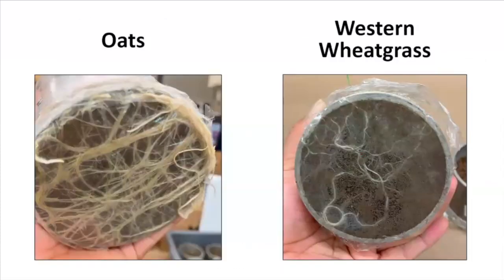So I wanted to show just a comparison. This is after the 21-day growth period. These are the oats. That's what an average oat looked like. That is a lot of roots. That's an insane amount of roots. And our Western wheatgrass, it's not terrible, but it's just got a smaller system.